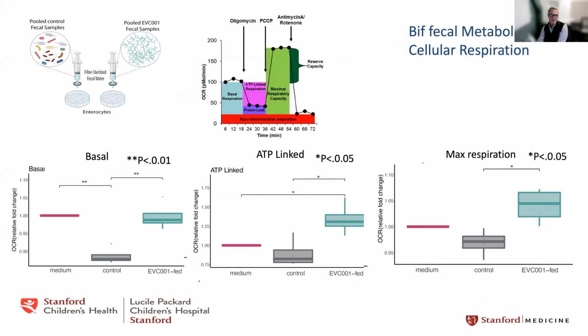Using the same type of setup, what we also know is that this favors cellular respiration, largely due to the acetate and lactate that is being produced in abundance and the diminution of formate, which uncouples the electron transport chain. We see that at basal respiratory status, you see that EBC001 fed babies, because of the supernate, have a much greater production of ATP as reflected by oxygen consumption rate. If you add oligomycin to unlink this, you see that actually the vast majority of what we're measuring here is as a result of mitochondrial respiration and ATP production.